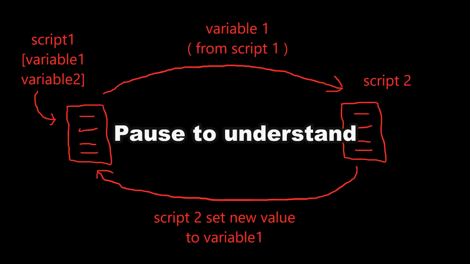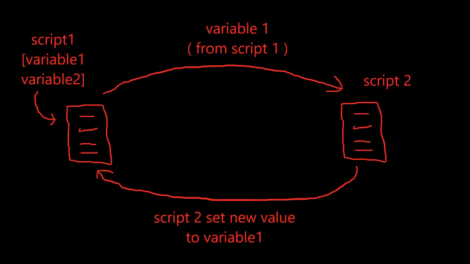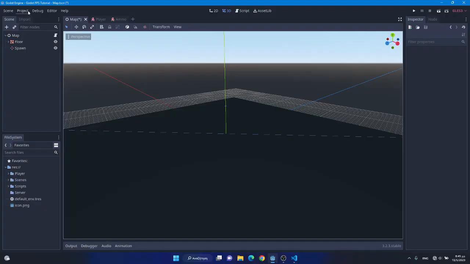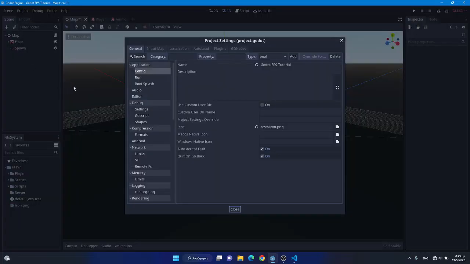Global scripts is a feature of Godot in which different scripts interact and exchange variables between them. For example, if you want to temporarily store the players' names in a script and use it in another script, you need global scripts. This is how global scripts work. To make a global script, open project settings, go to autoload and load the script which you want to make global.